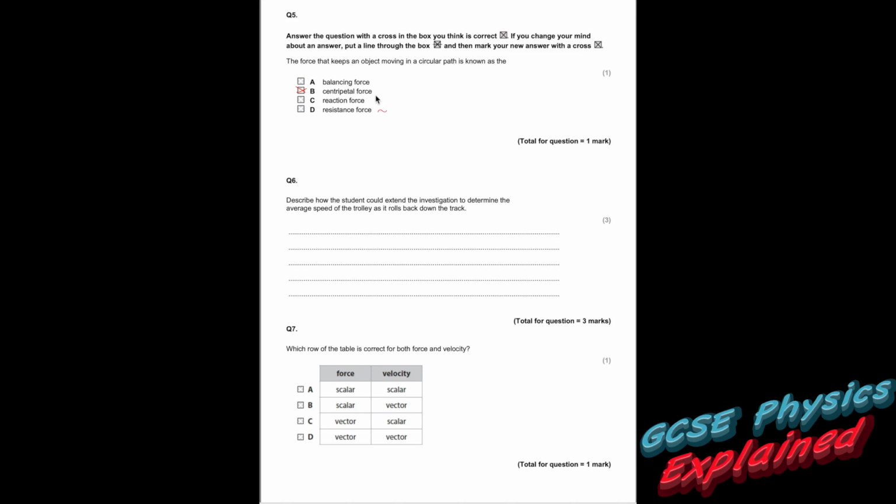There's 3 centripetal forces, by the way: friction, tension, and gravity. I've got a nice little video on that if you want to watch it.